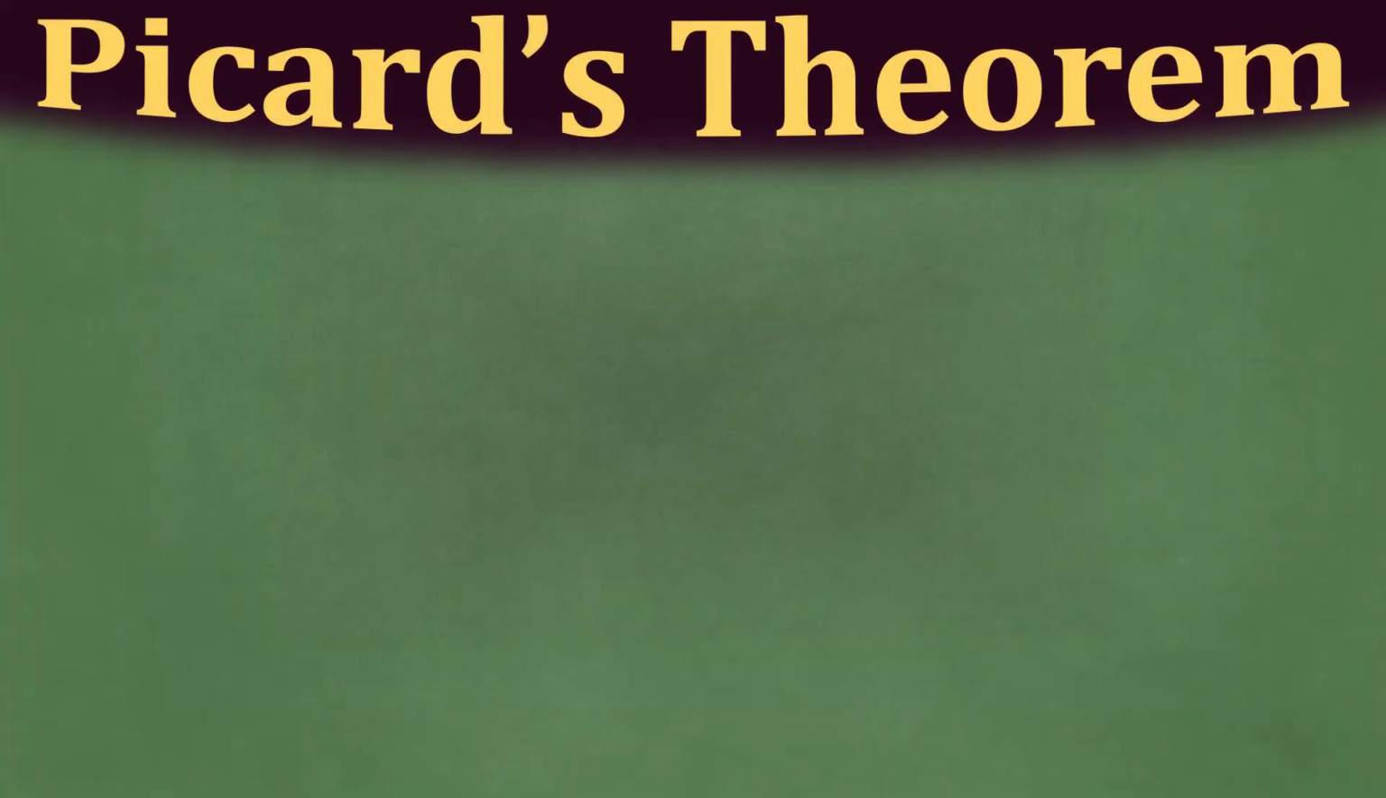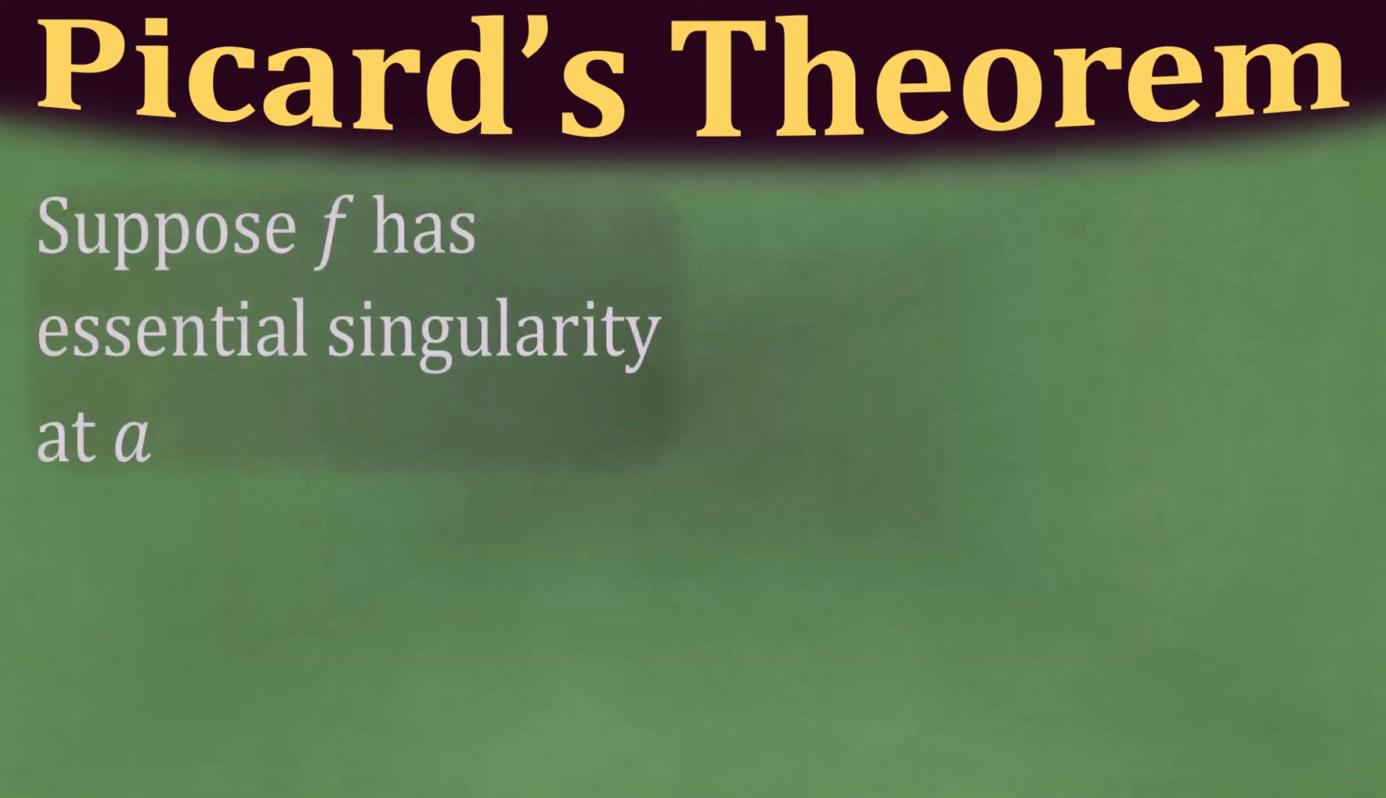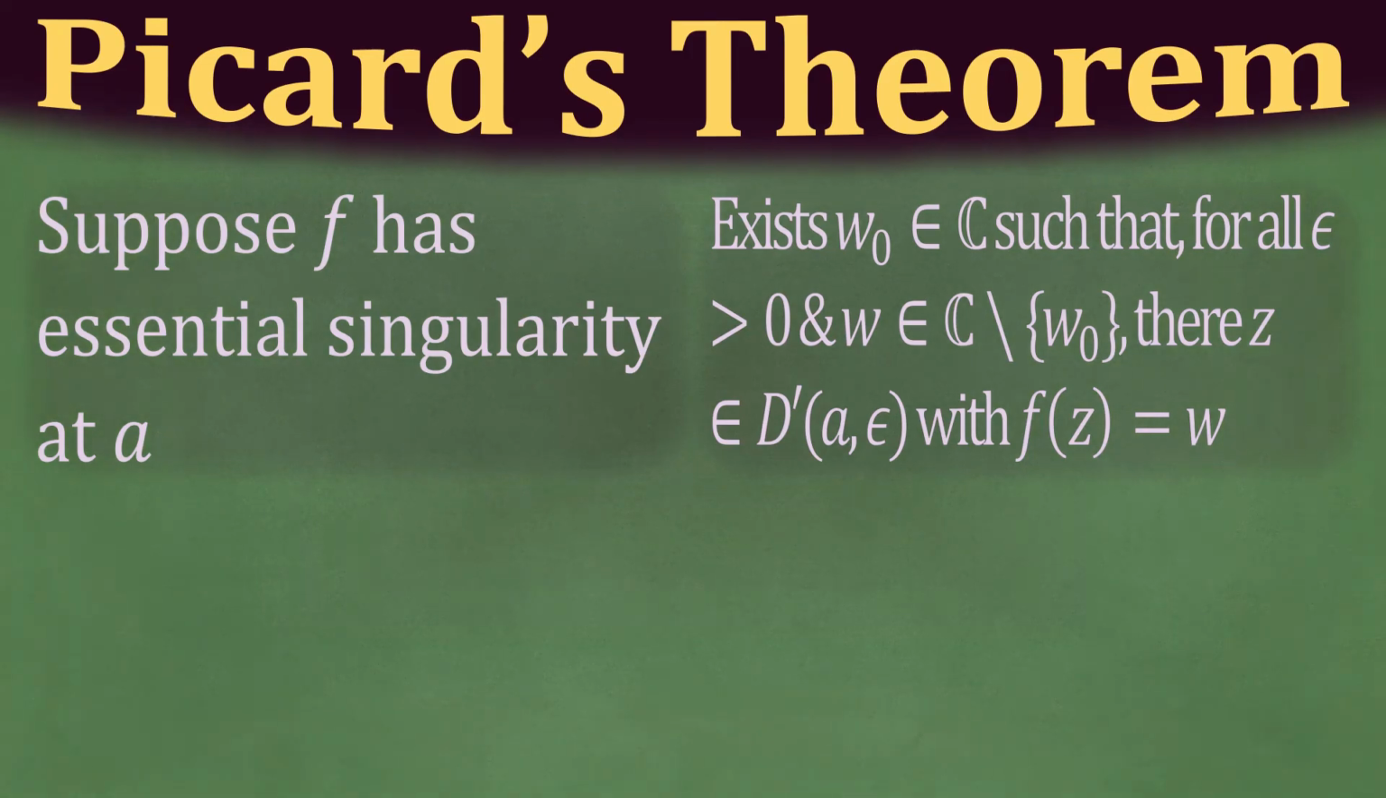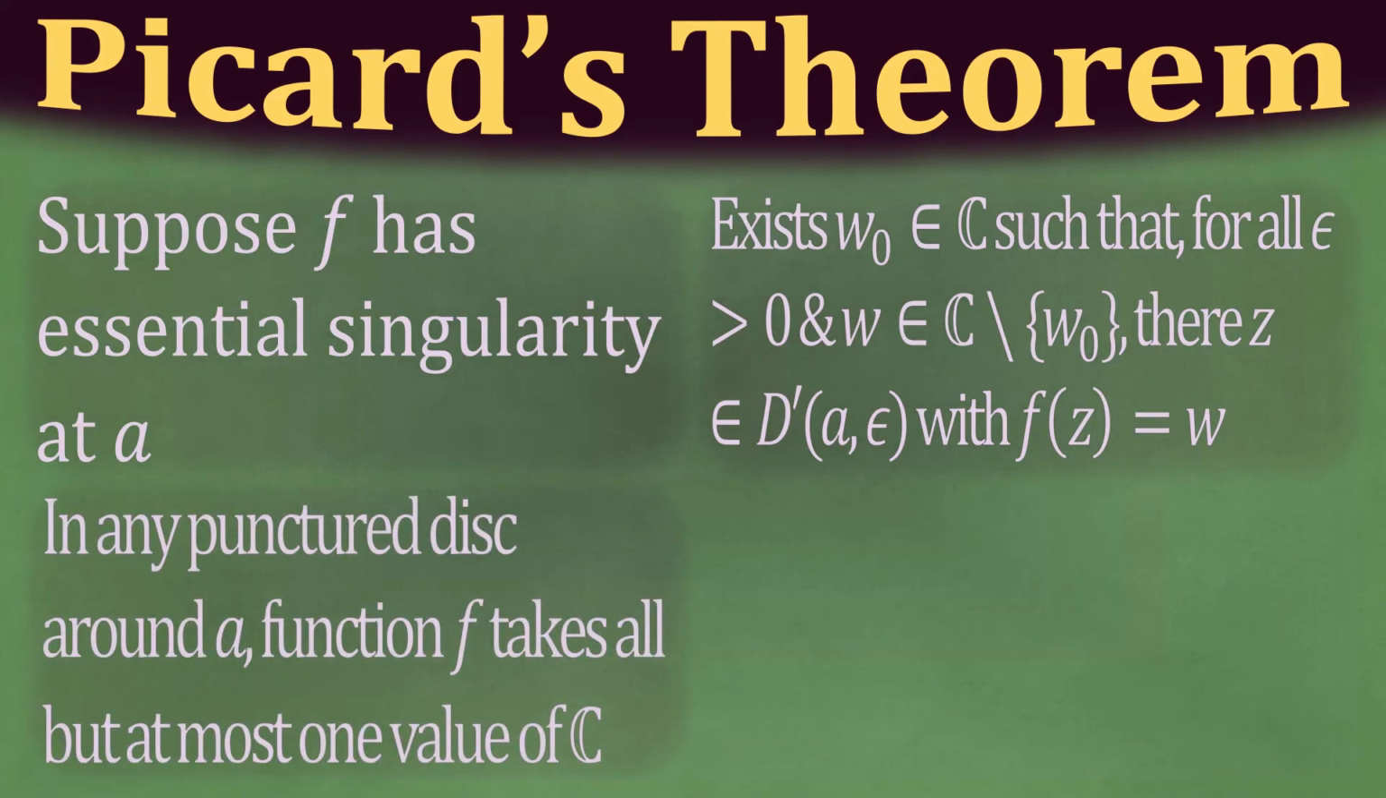Next, we can state Picard's theorem. Suppose f has an essential singularity at a. Then there exists w_0 in the complex numbers such that for all epsilon greater than 0 and w in the complex numbers without w_0, there is a z in the punctured disk centered a radius epsilon with f(z) equal to w. So, in any punctured disk around a, the function takes all but at most one value of the complex numbers.